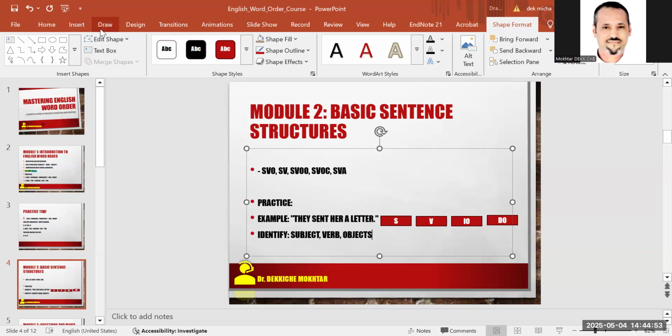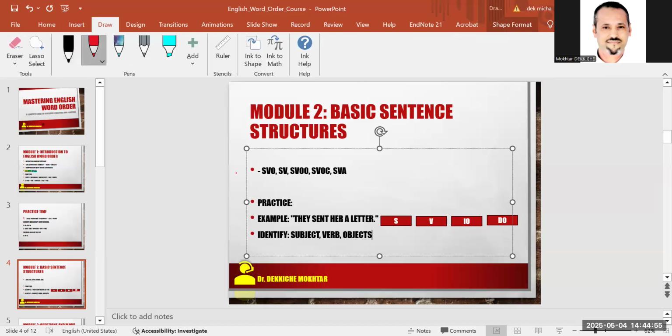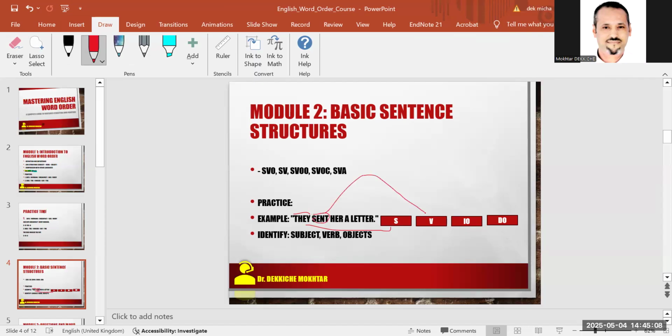So here, we can say that "they" is the subject. "Sent" is a verb. "Her" is an indirect object, and "a letter" is the direct object.